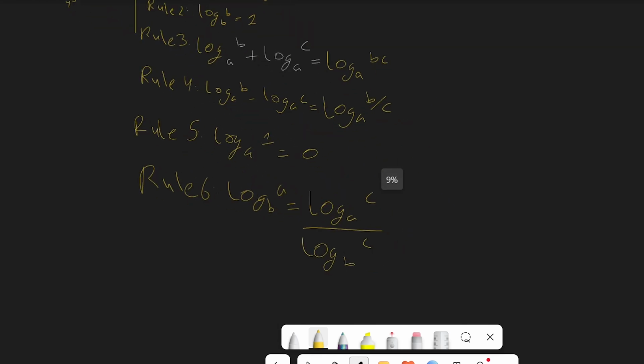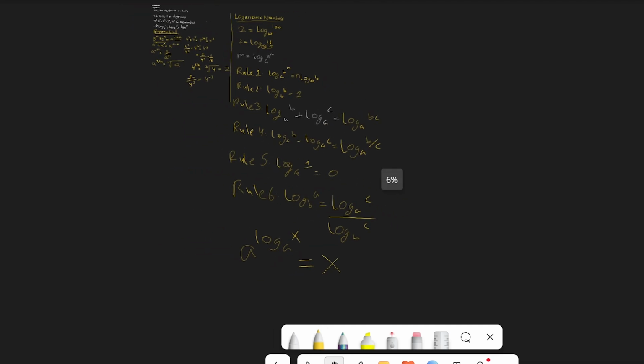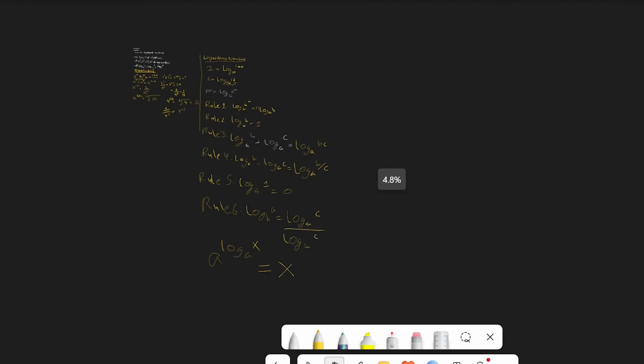And another thing, even though it is not very necessary, is an exponential rule: a power log of x to the base a is basically equal to x. So that is it for logarithms.